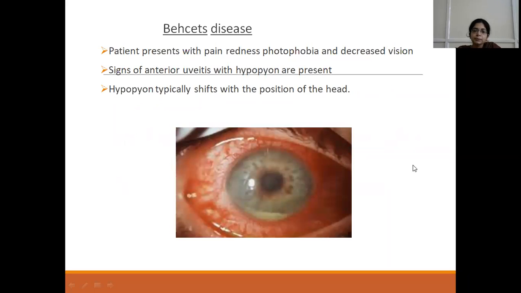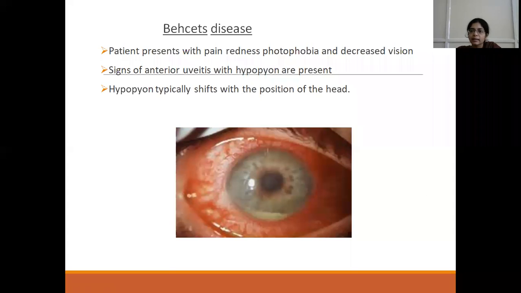Now, one more thing is Behçet's disease. If I'm not wrong, it's B51 associated. This again causes mainly anterior uveitis, so symptoms would be pain, redness, photophobia, decreased vision. If you remember, Behçet's disease has, along with anterior uveitis, aphthous ulcers and genital ulcers. The hypopyon seen here is usually very thin, and so it typically shifts with the position of the head. This is Behçet's disease.